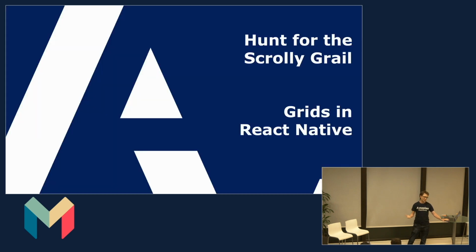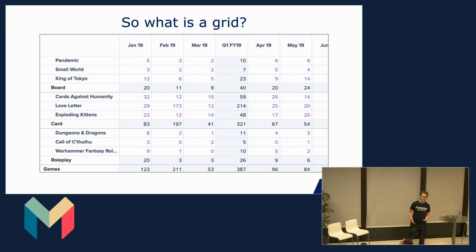So the talk here is about the hunt for the Scrolly Grail and grids in React Native. And the first thing I'd like to define is, what's a grid? Well, I'm using the term grid here, but it is a table or a worksheet in Excel or whatever you want to call it, some form of laying out data in columns and rows. And this is something that's hopefully familiar to a lot of people. This is an example of a grid in Anaplan.